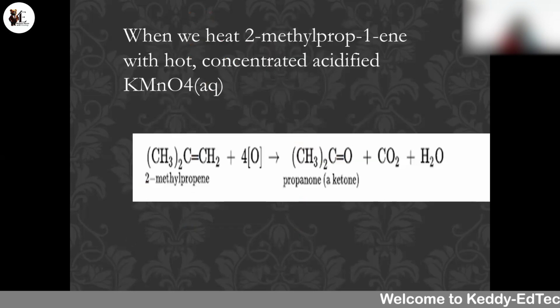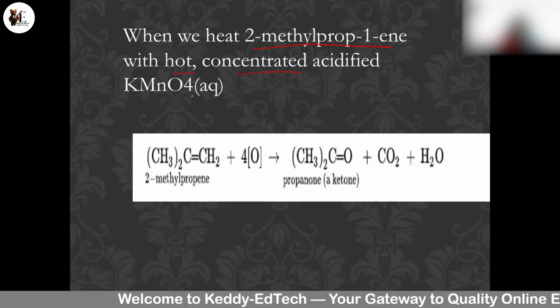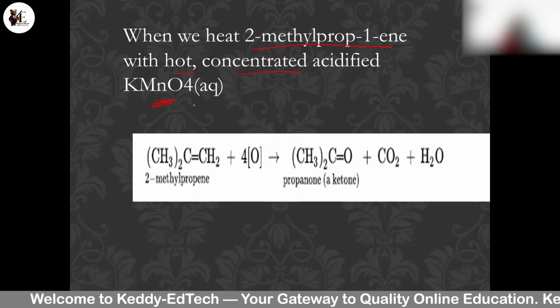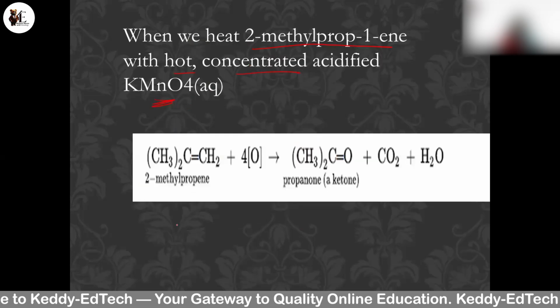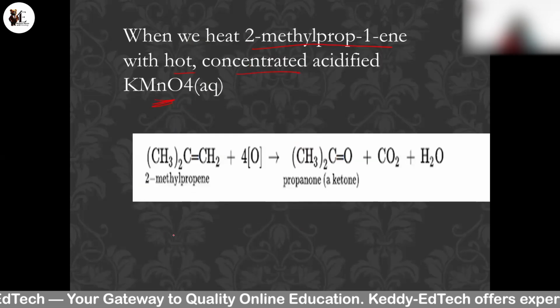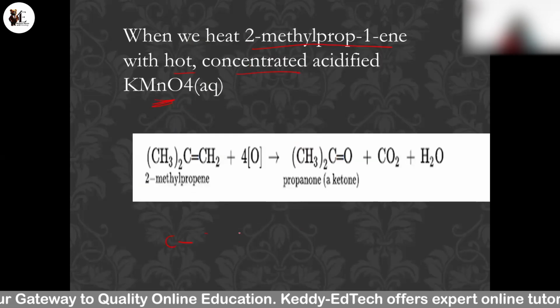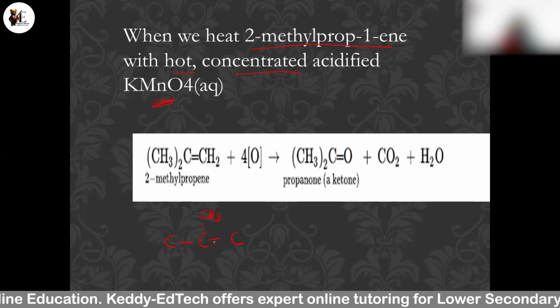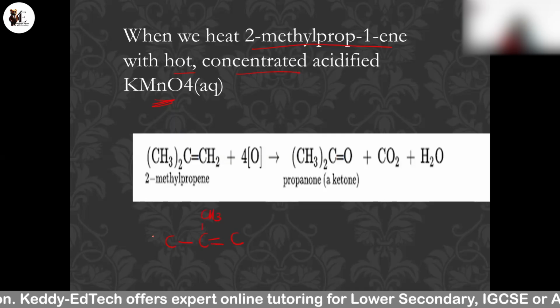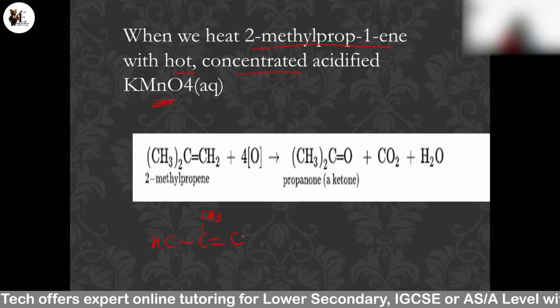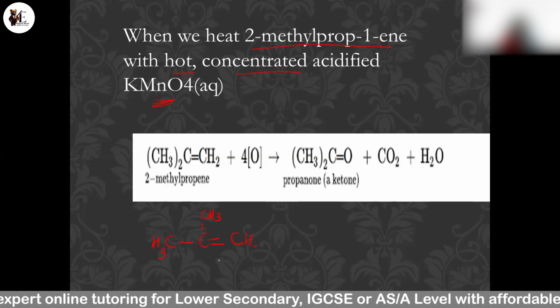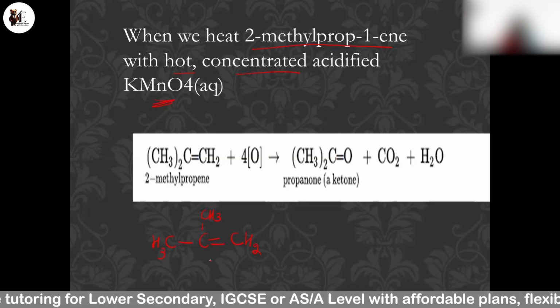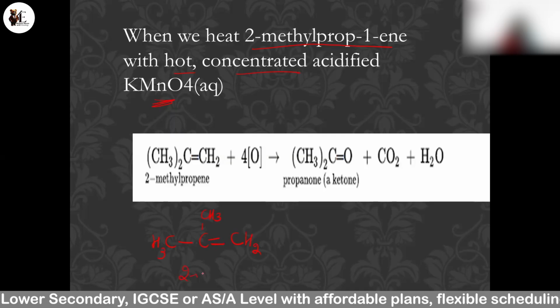When you heat 2-methylpropene, draw the structure of 2-methylpropene, with hot concentrated acidified KMnO4 solution, what will be your product? Draw the structure of 2-methylpropene. That means there are 3 carbon atoms. At the second position you have a methyl group, and at the first position you have a double bond. It is CH3 and it is CH2. This is my 2-methylpropene.